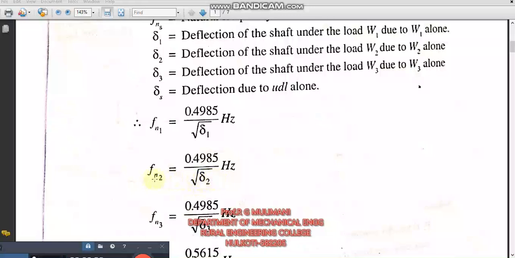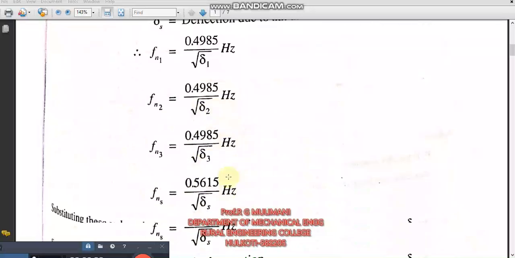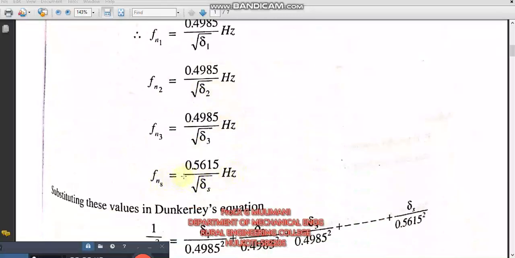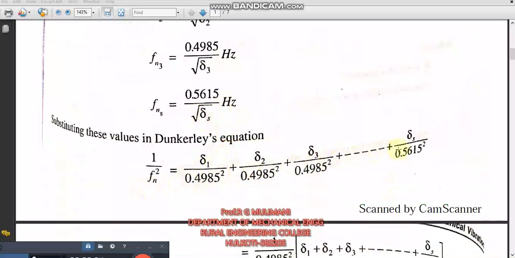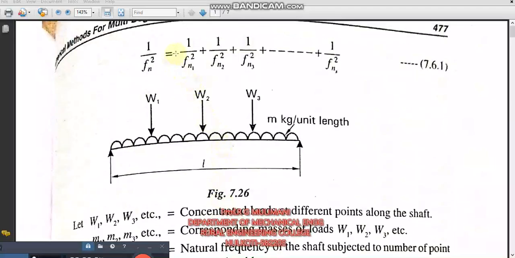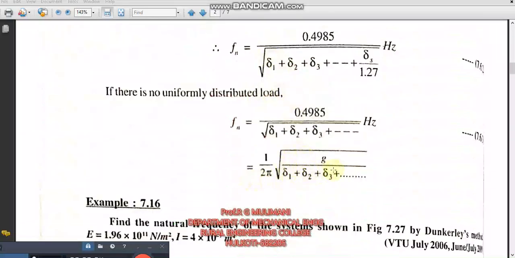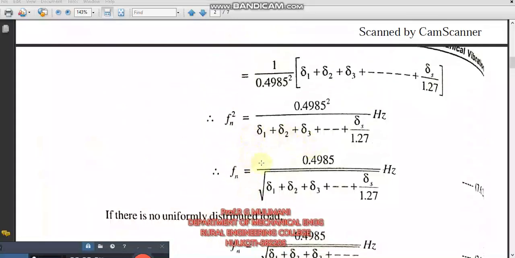To find the natural frequency we use the deflections, and when the beam is subjected to UDL we use 0.5615 divided by square root of delta S, where delta S is the deflection due to UDL. These are Dunkerley's equations. Substituting all these values in the equations, we get this expression, which is the equation to find the natural frequency of the system for beam problems.